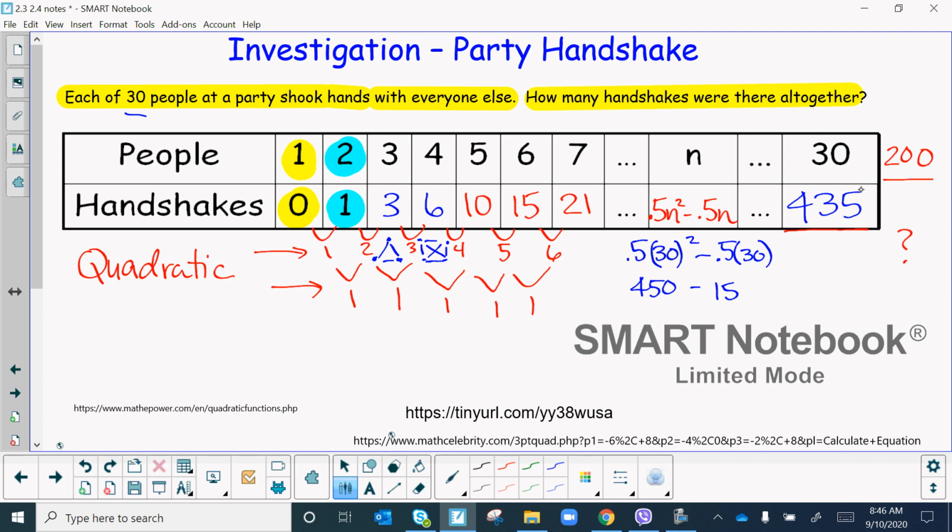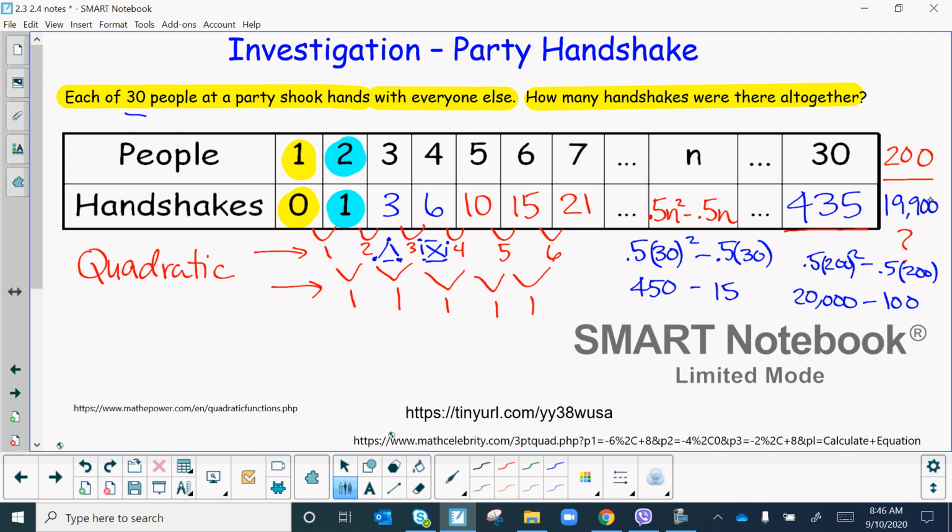And then you can do the same for 200. You're going to do 0.5 times 200 squared, minus 0.5 times 200. So 200 squared is 40,000. Half of 40,000 is 20,000. And then half of 200 is 100. So when you minus that, that's 19,900. So if there were 200 people at a party and everybody shook hands, that means there were 19,900 handshakes.